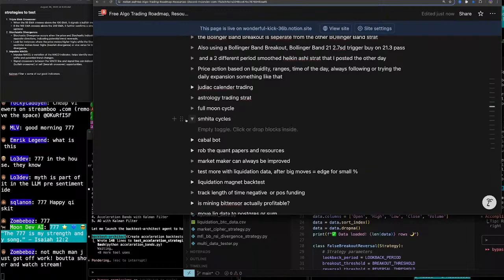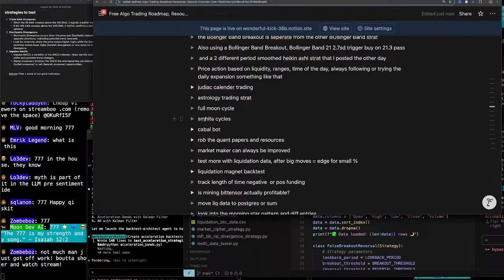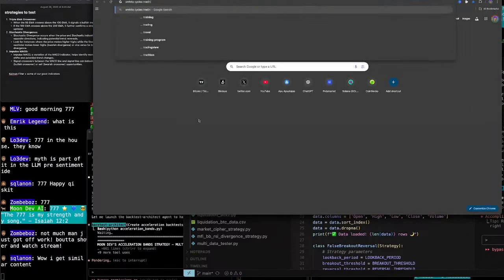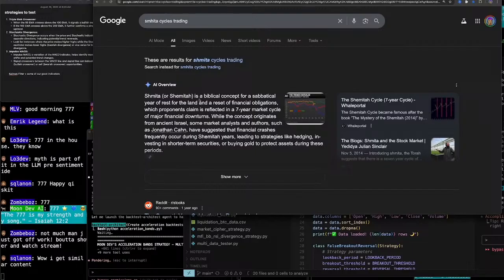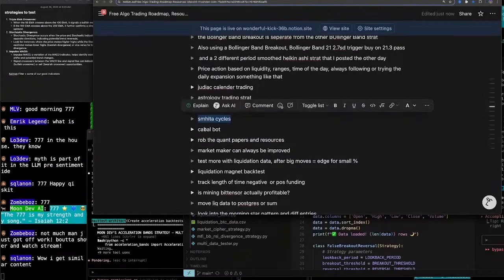Smith cycles? What is this? It's a biblical concept for a sabbatical year of rest for the land and reset of financial obligations. Okay, we're not gonna do that.